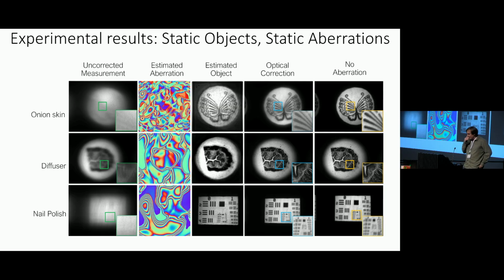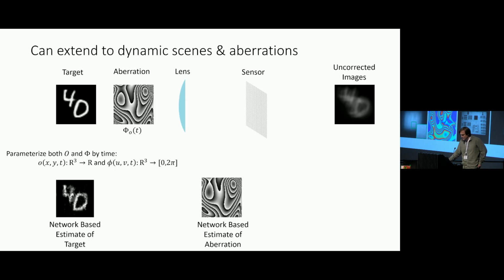We applied this to various objects with various aberrations, onion skin, diffusers, nail polish. And it's really almost pushing up against the diffraction limit in all these examples.